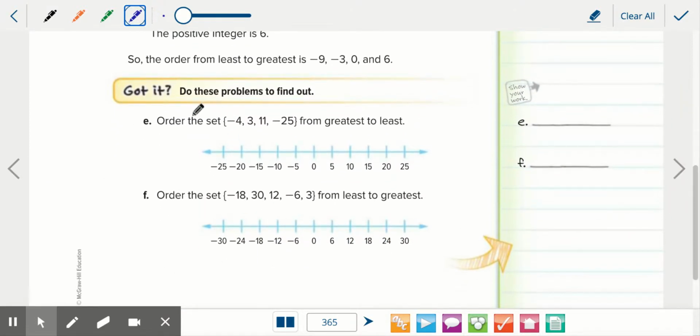So I want you to go ahead and try the got it's E and F. So again, you're putting, now notice, see how they switched it on you. E is greatest to least. So here, what's your largest number to your smallest? For F, what's your least to greatest? So what's your smallest number to your biggest? All right, I want you to go ahead and give those a shot.